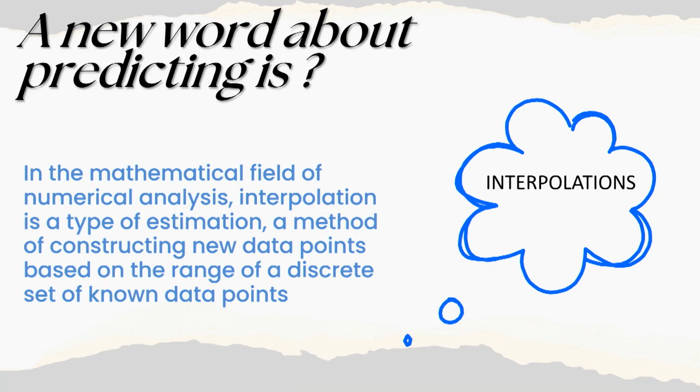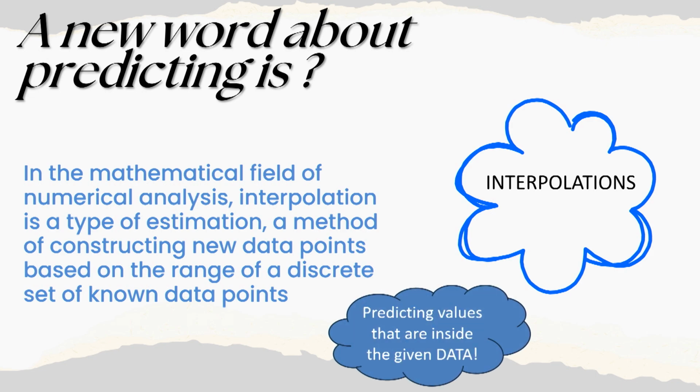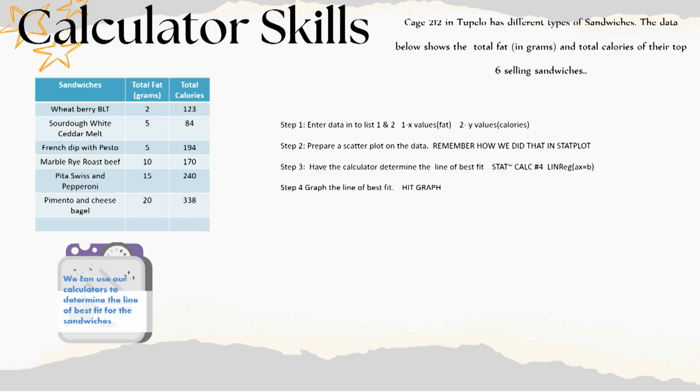Interpolation is the other new word of prediction in the mathematical field. In numerical analysis, interpolation is a type of estimation, a method of constructing new data points within the range of a discrete set of known data. Ms. Killen, what does that mean? Obviously, it's predicting the values that are inside the data that's already given. So it's inside the norm. It's inter, so we can see inside. The extrapolation is the extra or the outside. So that's our two new words of prediction.